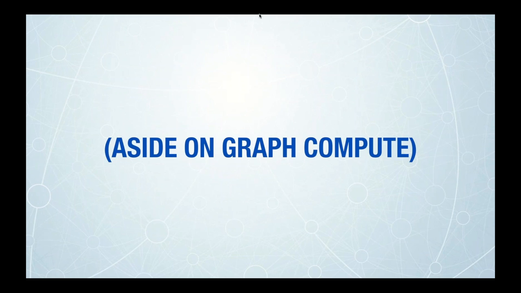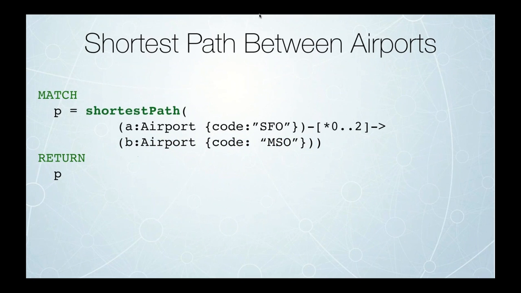So we do have some graph compute or algorithms available with Neo4j. So let's say that you want to find the shortest path between two airports, SFO and MSO, up to 2 degrees of separation. You can do that with the built-in shortest path functionality. We also have the Dijkstra algorithm available in a slightly different form, but in general, Neo4j is not designed for compute operations where you want to touch the entire graph.